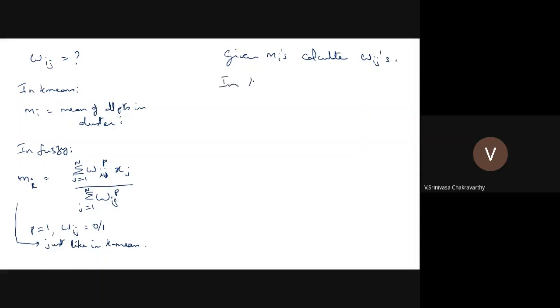In k-means, it is done based on the nearest neighbor criterion. For a given data point j, if a given ith centroid is closest, then Wij will be equal to 1, otherwise it is 0. So this is how you calculate Wij's in k-means terms.